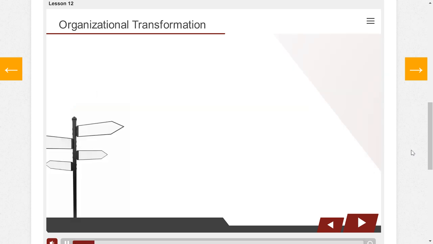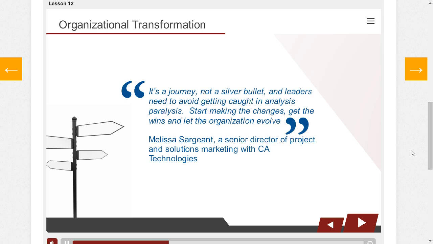Here's a quote from Melissa Sargent, a Senior Director of Project and Solutions Marketing with CA Technologies. It's a journey, not a silver bullet, and leaders need to avoid getting caught in analysis paralysis. Start making the changes, get the wins, and let the organization evolve. Once we understand our why, we can start to make changes. What we need to do might evolve as we go along, but if we are aligned to our vision, that's okay.